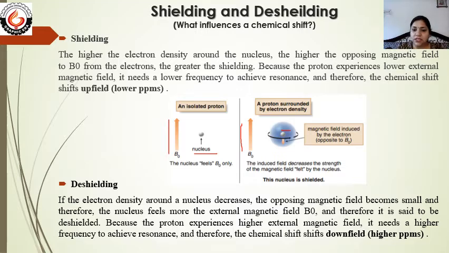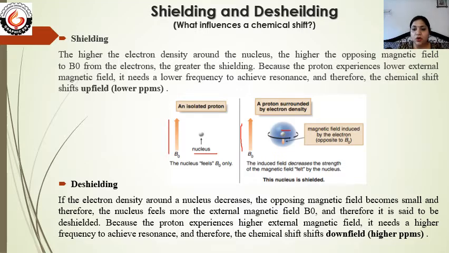Second is de-shielding. De-shielding is just opposite to shielding. If there are lots of electrons, then it is shielded. But if there is a smaller number of electrons, or electrons are moved to the other side due to the presence of other effects like hydrogen bonding, inductive effect, etc., then the nucleus is de-shielded, because the nucleus will feel more external magnetic field as compared to the shielded case.